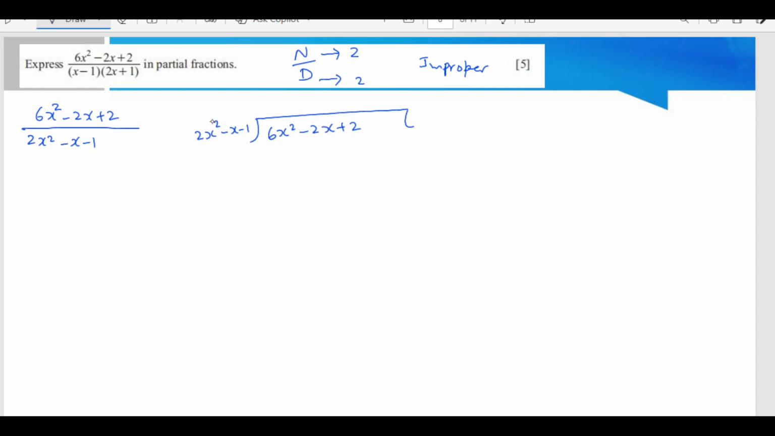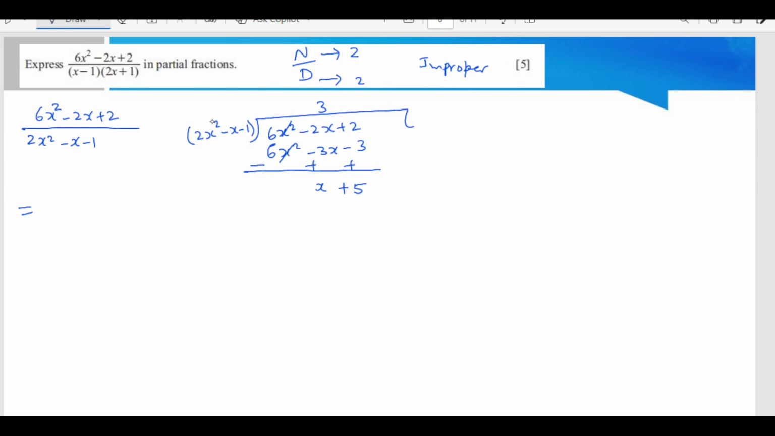As we need 6 here, we will multiply by 3. This 3 is going to multiply throughout, and we will write down whatever we get. We get 6x squared and then minus 3x minus 3. Now we subtract. When we subtract, we change the signs of the lower equation. This and this are gone, so I am left with x plus 5. Now we need to rewrite this function.